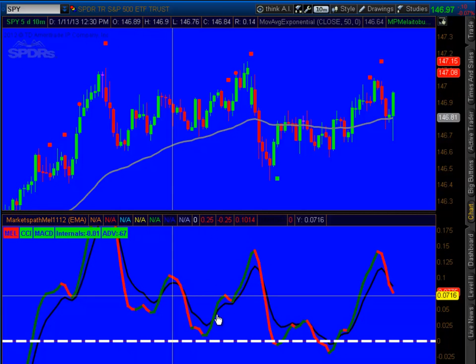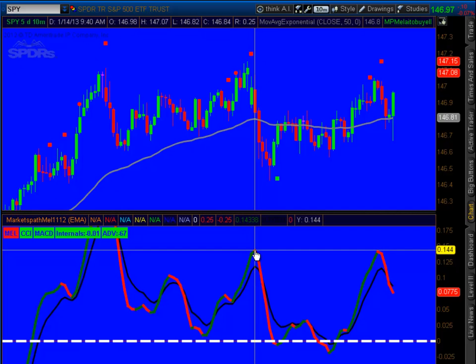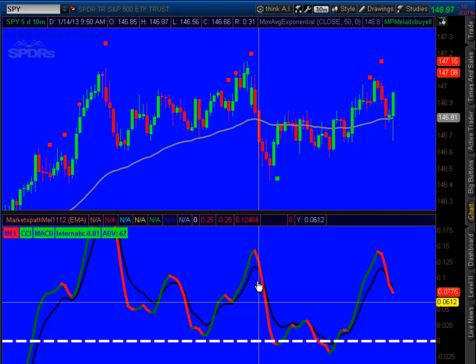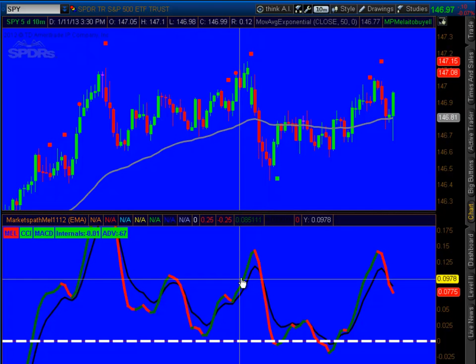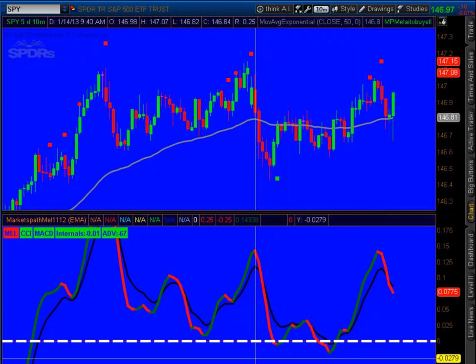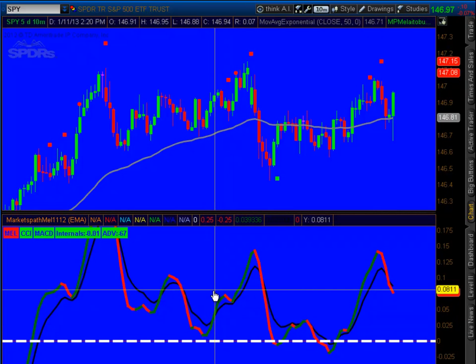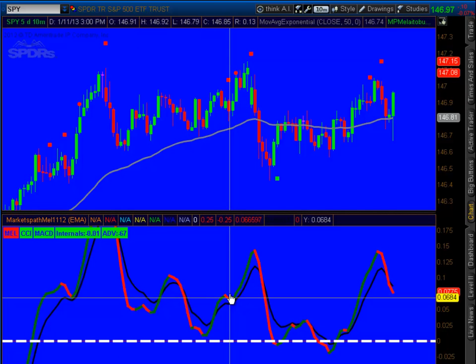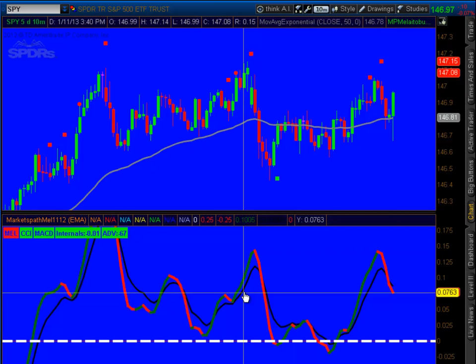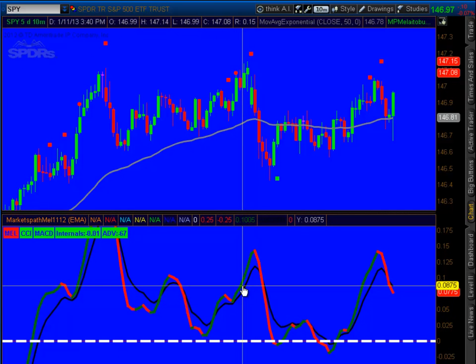So obviously, this is our Mel system. When it's red and heading down, and especially when it's below the black line, you're on a solid sell signal. When it's above the black line in green, you're on a solid buy. If it turns red, it just gives you a caution. As long as it stays above the black line, you're good to go.